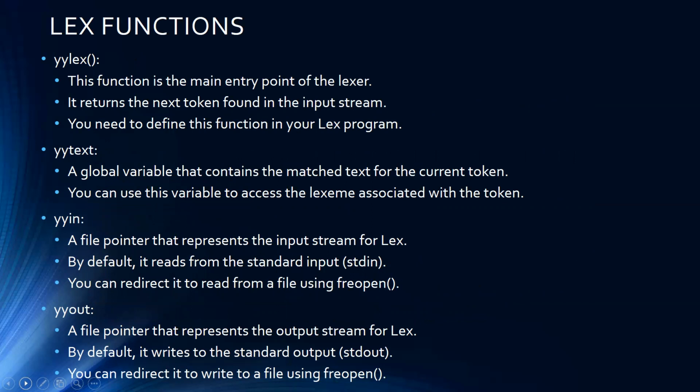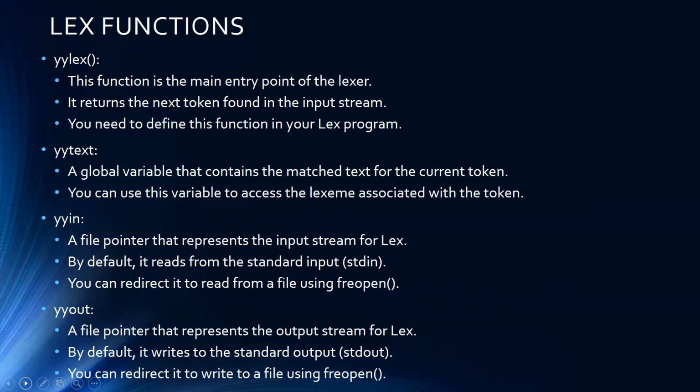yylex: this function is the main entry point of the lexer. It returns the next token found in the input stream. You need to define this function in your Lex program. yytext: a global variable that contains the matched text for the current token. You can use this variable to access the lexeme associated with the token.